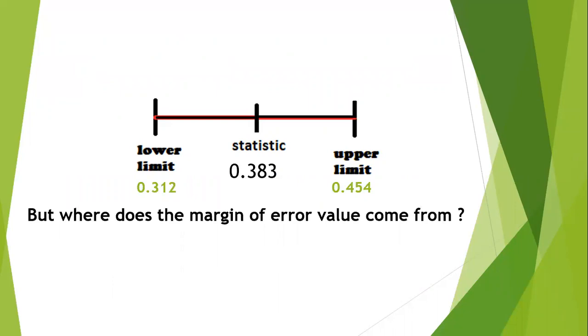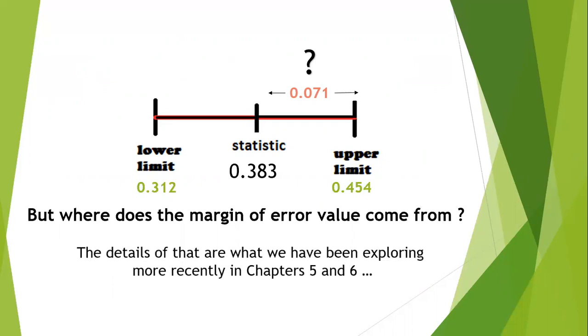But where, we must ask, does the margin of error come from? That value of 0.071 that I chose to add and subtract to our statistic, what were its origins? The details of that are exactly what we've been exploring more recently in chapters 5 and 6.